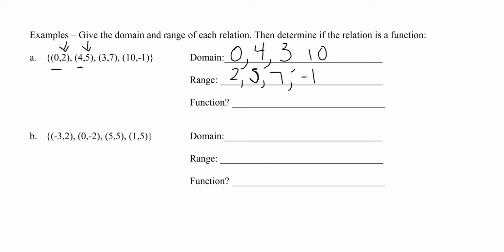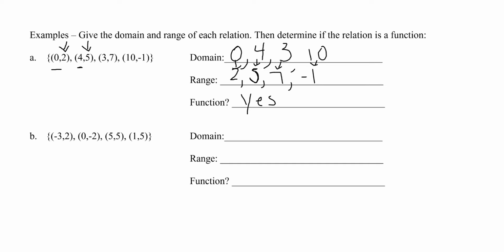Now, if we look at this, the definition of a function is each first component has exactly one second component. Each first component goes to one y, or each x has one y value. So if I look here and I look at the relationship, each x goes to exactly one y. So yes, this is a function.